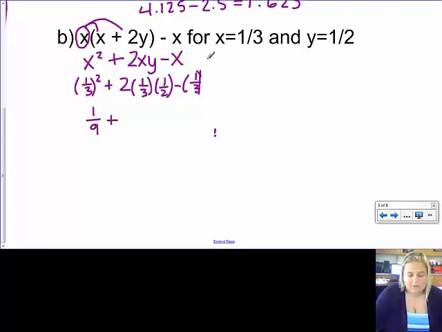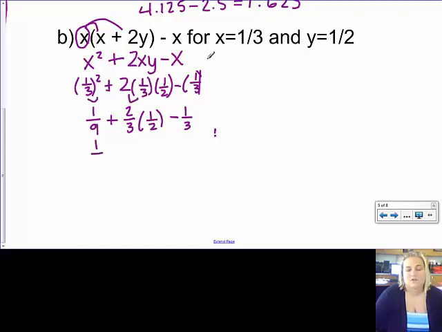Plus, because of this addition and subtraction, those are separate terms, so I can go ahead and simplify within each term. So 2 times 1/3 is 2/3, and 2/3 times 1/2 minus 1/3. Okay, so that took care of this part.